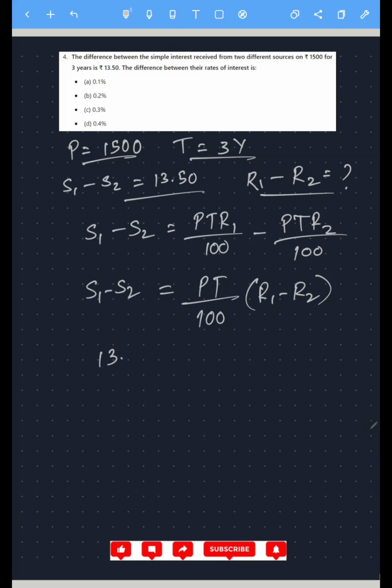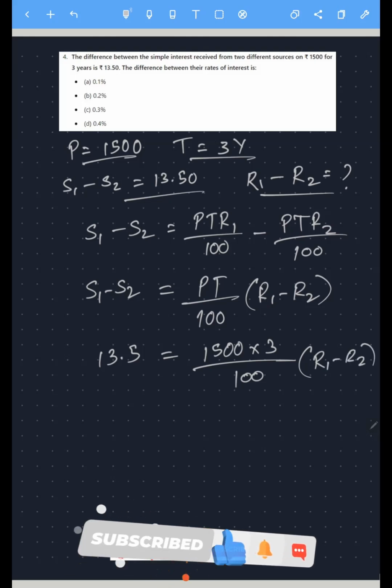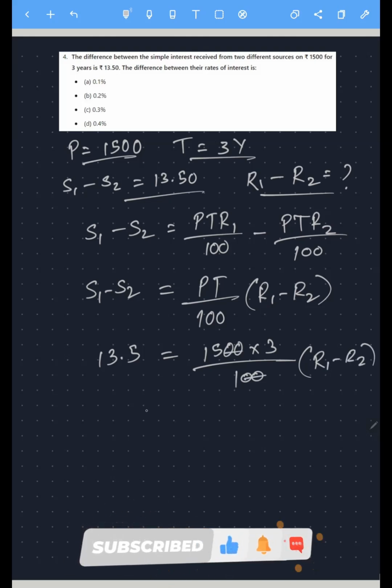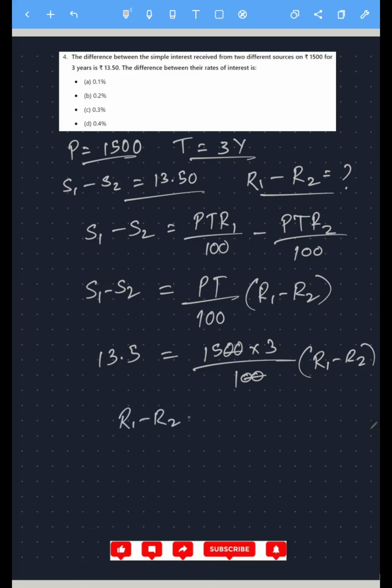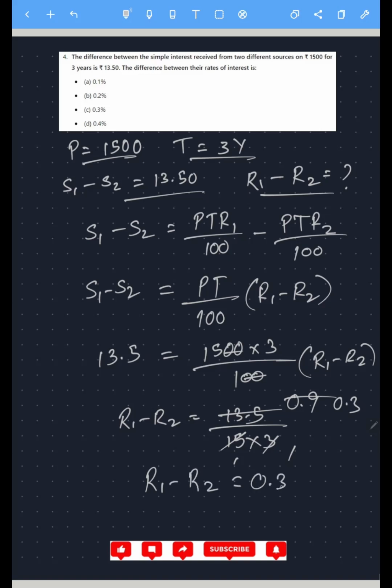Now we are substituting the values that are given, 13.5, 1500 into 3 divided by 100 times R1 minus R2. Zeros cancelled, and we are getting R1 minus R2 is equal to 13.5 divided by 15 into 3. This is like your 15 table, so 0.9, and 15 ones are 15, 3 ones are 3, 0.3. R1 minus R2 is equal to 0.3%, which is the option C.